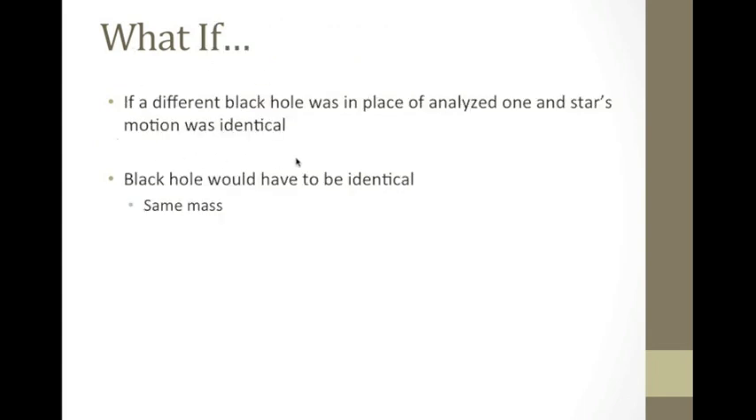So for the what if question, if the star that had been observed was moving in the exact same motion, then that means that the new black hole that was in place of the first black hole would have to be identical, because the movement of the star is dependent on the mass of the black hole, so it would have different motion if the mass of the black hole is different. So that means it'd have to have the same mass in this second black hole.